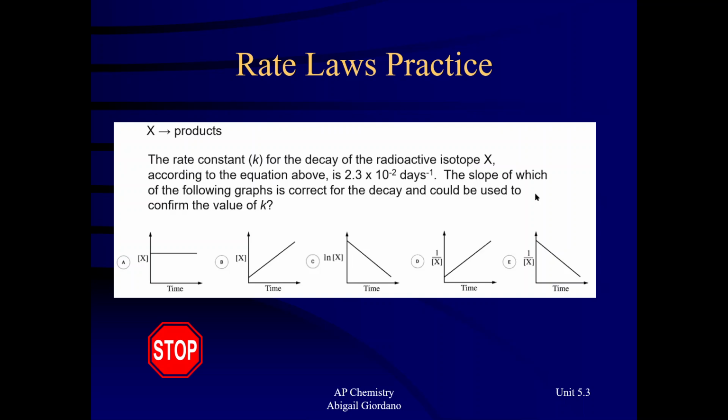So we have a reaction, and then it says the rate constant for the decay of the radioactive isotope X, according to the equation above, is blah, blah, blah, days to the -1 power. The slope of which of the following graphs is correct for this decay and could be used to confirm the value of K? So you're not actually having to calculate anything, but you do have to pick out which graph is appropriate.